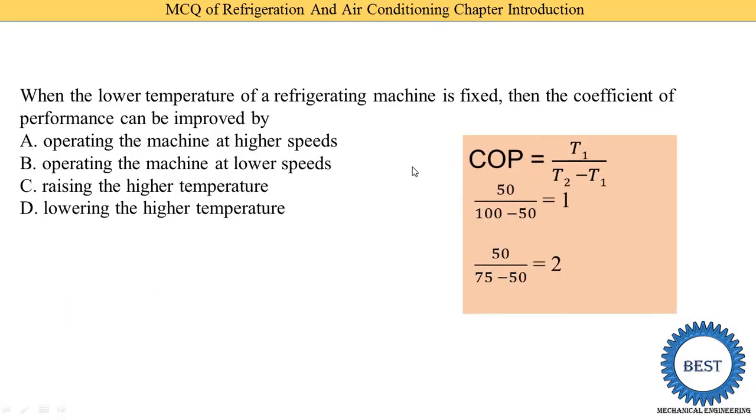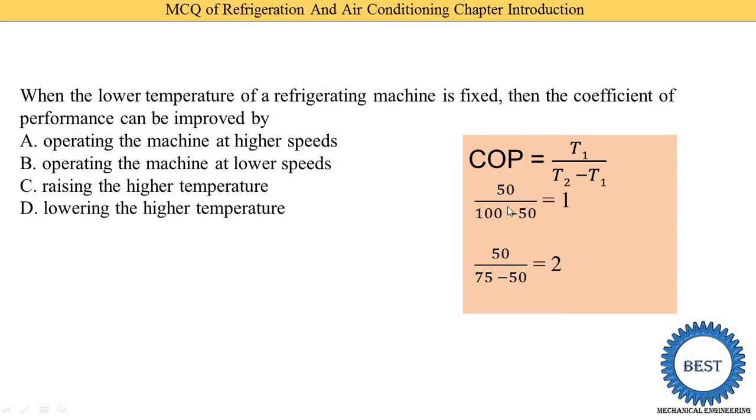Now I give you the explanation. What is the equation of COP? It is the lowest temperature T1 divided by the higher temperature minus the lower temperature. We fix the lower temperature, which means we fix T1. Say T1 is 50, and we need to improve the COP. We can either increase the higher temperature or decrease it. So either answer C is correct or answer D is correct.